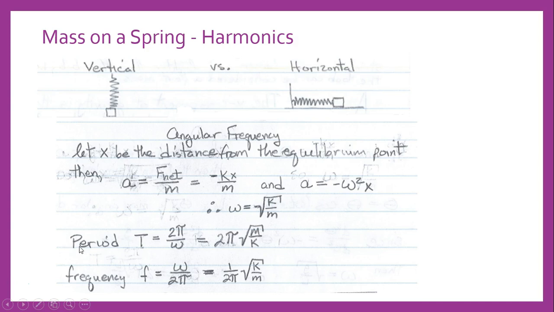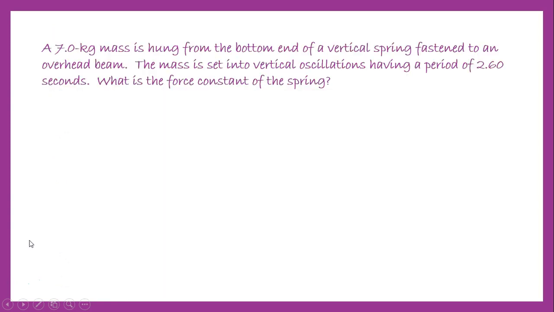Also, we can look at the period, and the period is T equals 2 pi times the square root of mass divided by spring constant. You will have this equation on your reference sheet, and then here's that expression rearranged to show you frequency. Let's look at a problem.